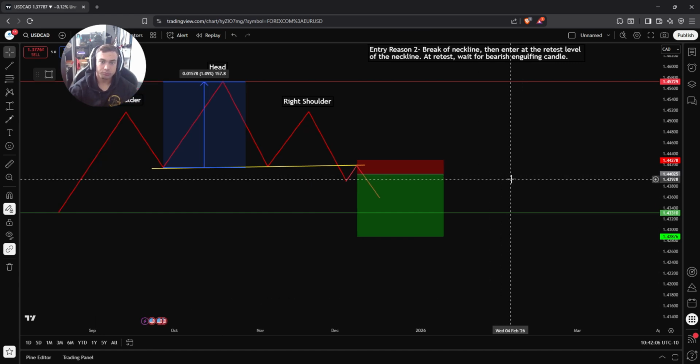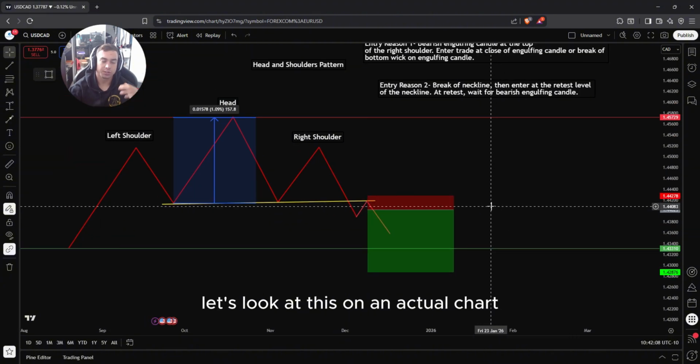Now let's look at this on an actual chart.